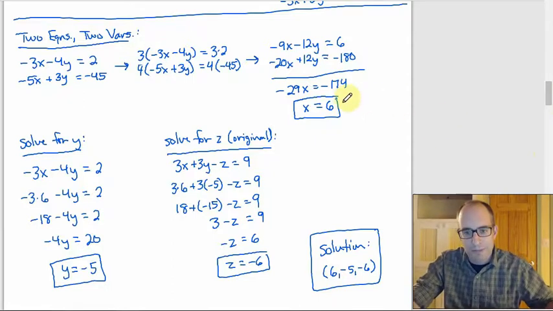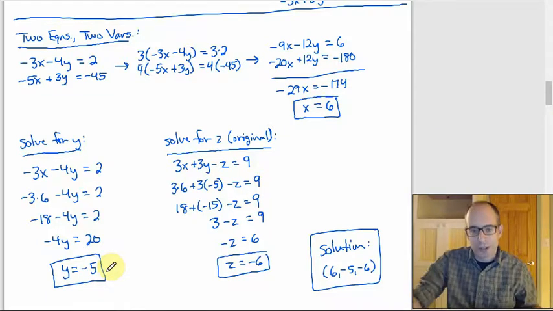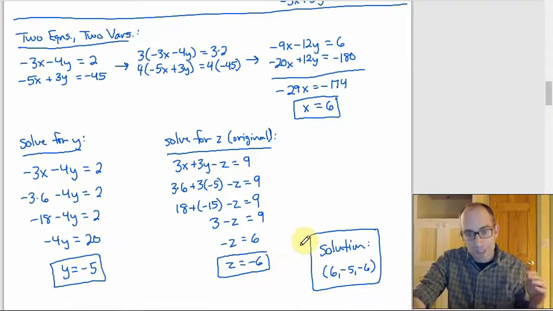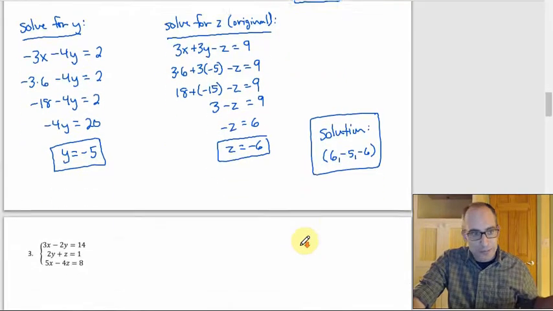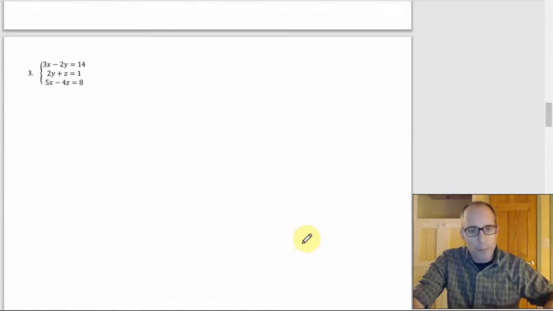And that's what I did to get that x is 6 and that y is -5. And then from there, once you know what x and y are, you can take one of the original equations, substitute in and solve for z, and then you've got it. So this does tend to get a little bit long-winded, but not number 3.